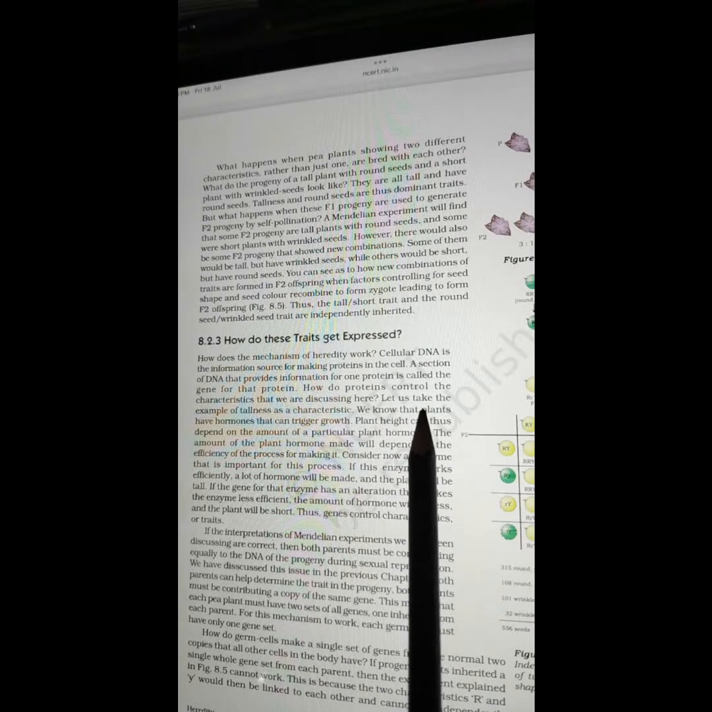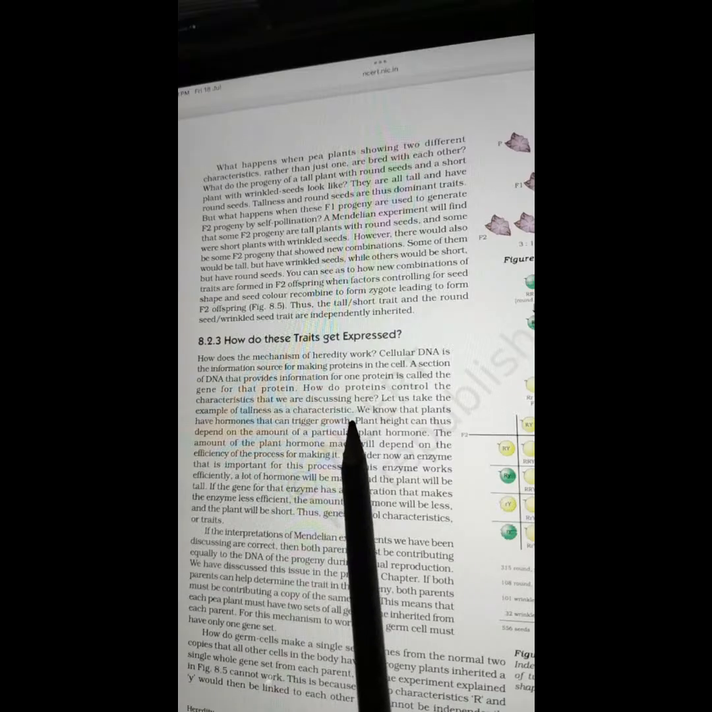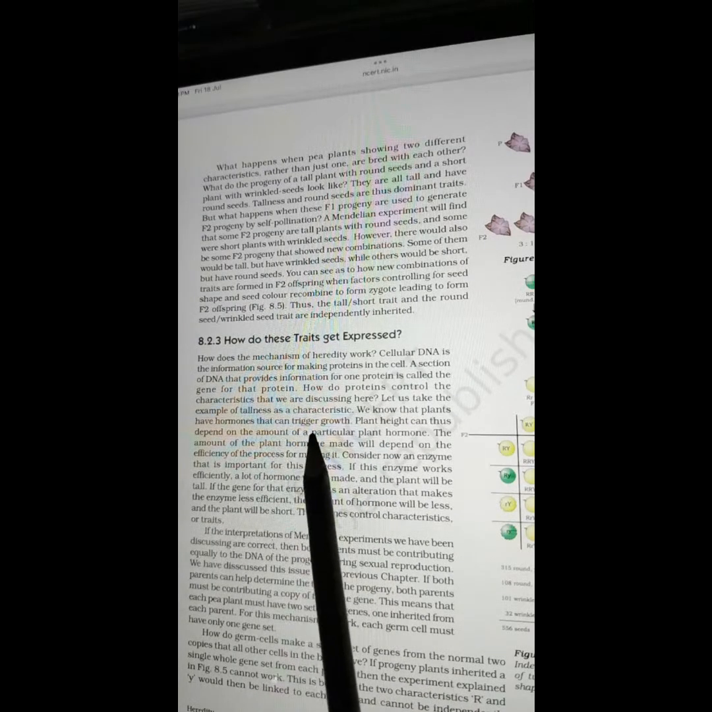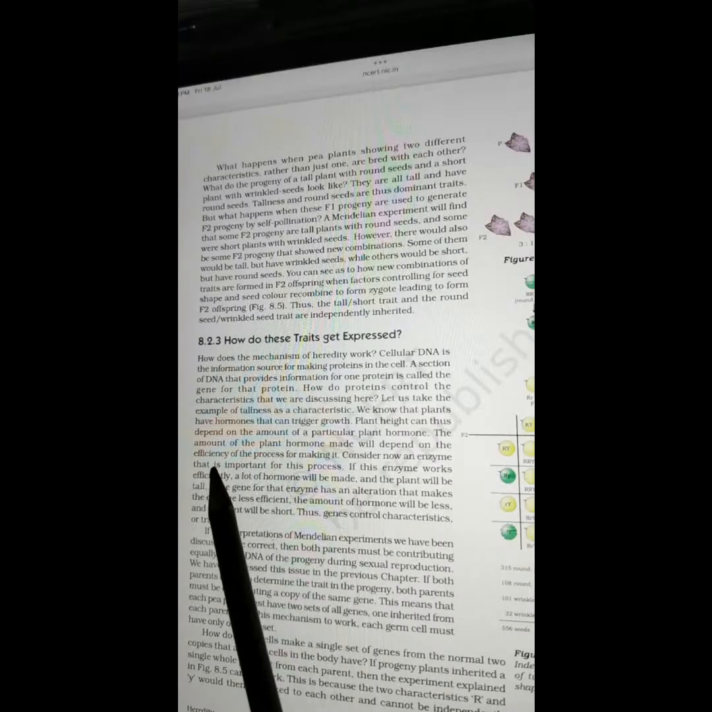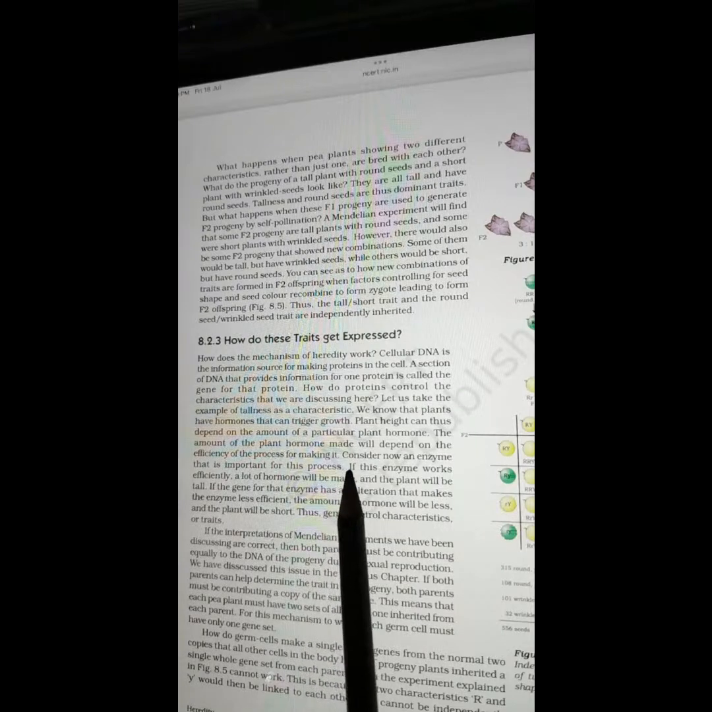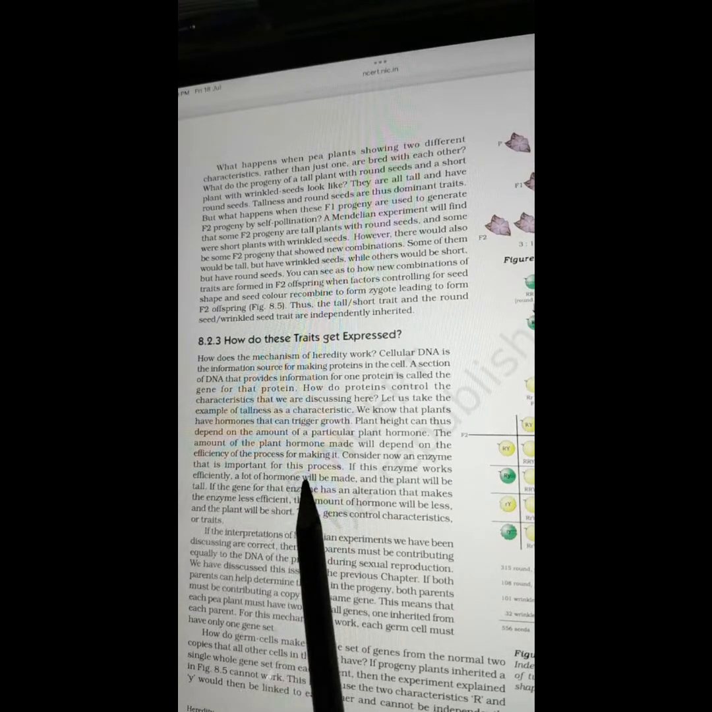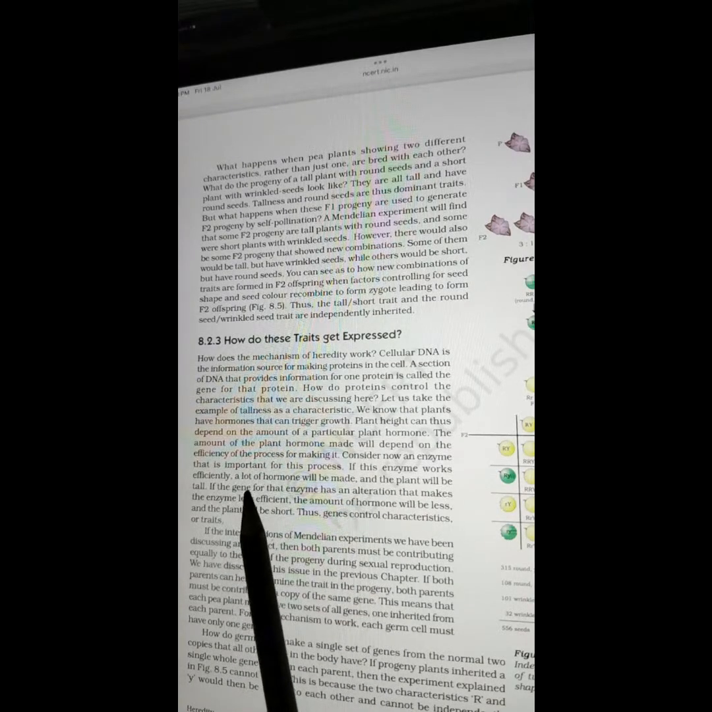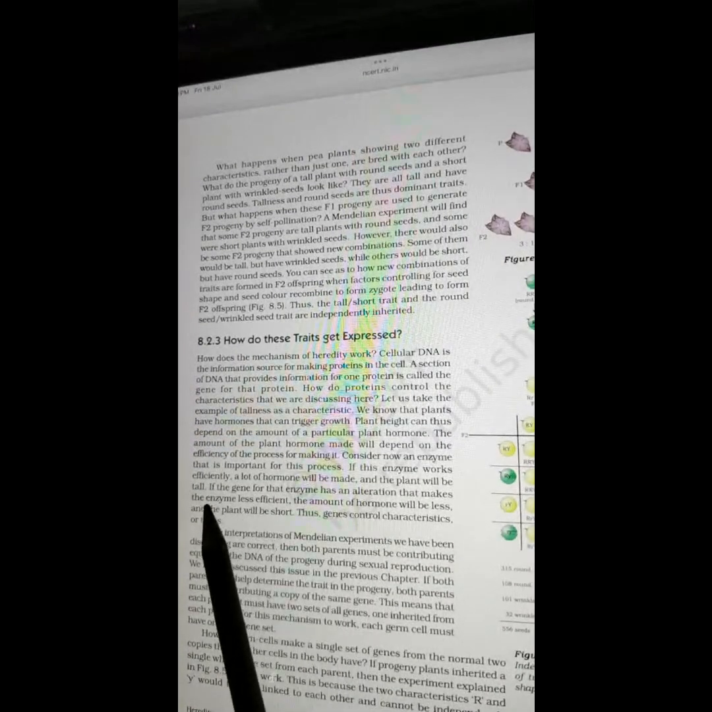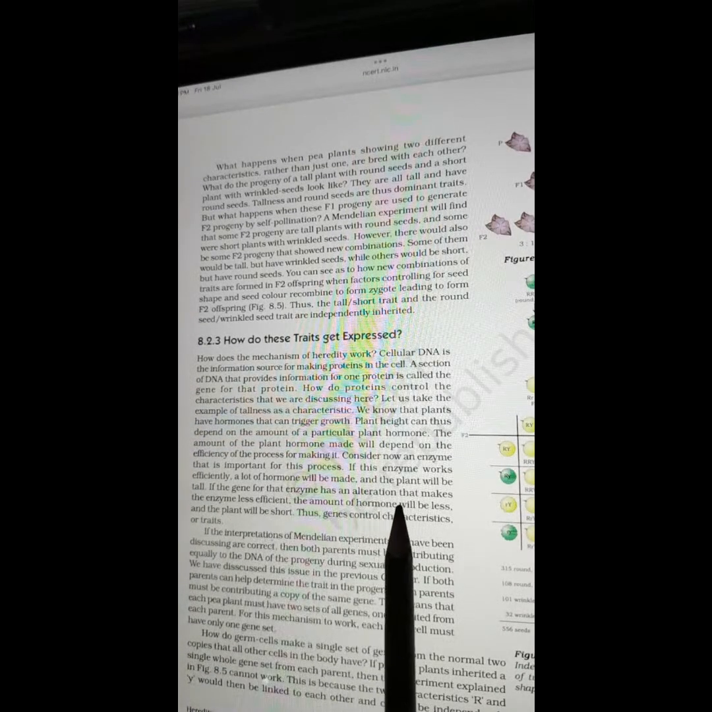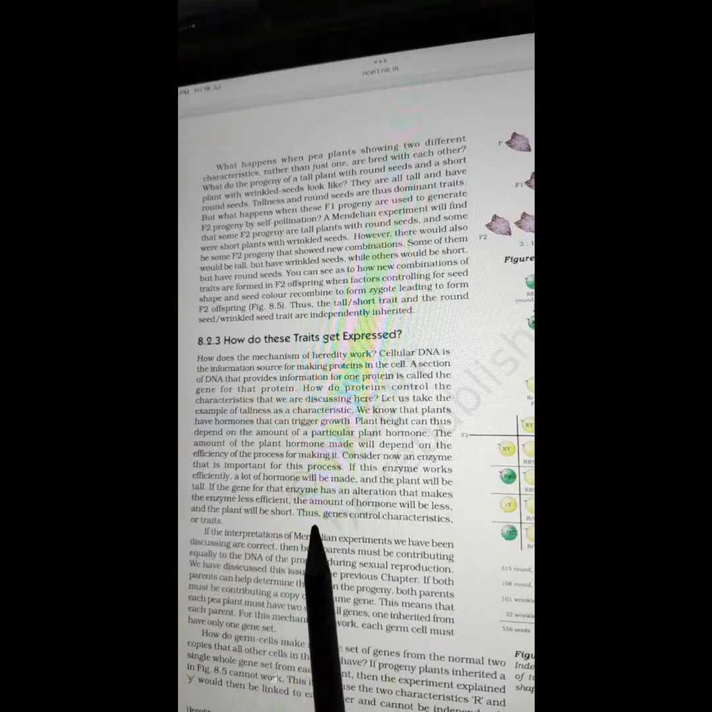How do proteins control the characteristics that we are discussing here? Let us take the example of tallness as a characteristic. We know that plants have hormones that can trigger growth. Plant height can thus depend on the amount of a particular plant hormone. The amount of plant hormone made will depend on the efficiency of the process for making it. Consider now an enzyme that is important for this process. If this enzyme works efficiently, a lot of hormone will be made and the plant will be tall. If the gene for that enzyme has an alteration that makes the enzyme less efficient, the amount of hormone will be less and the plant will be short. Thus, genes control characteristics or traits.